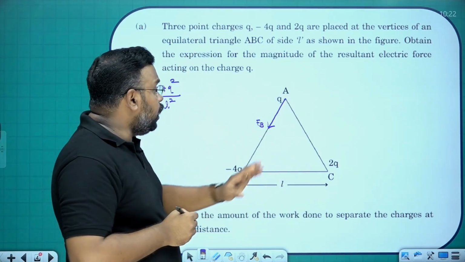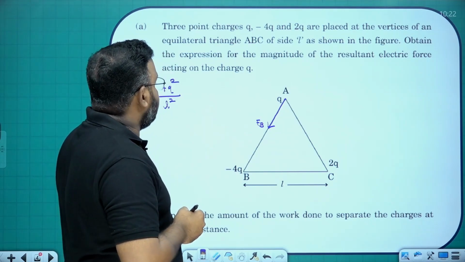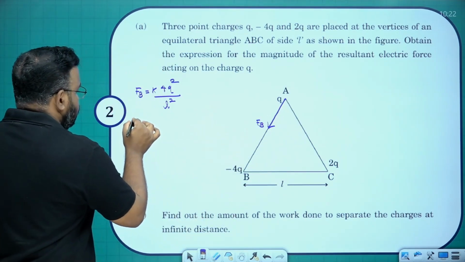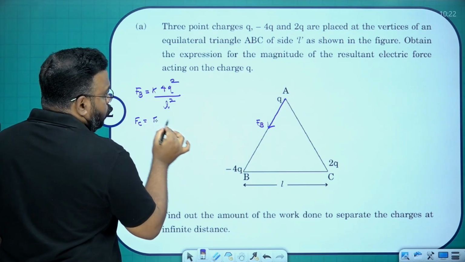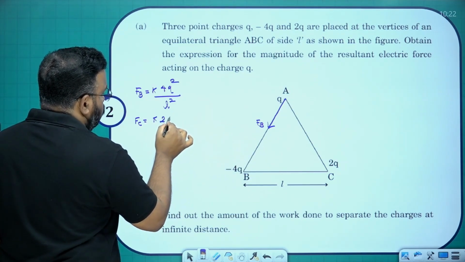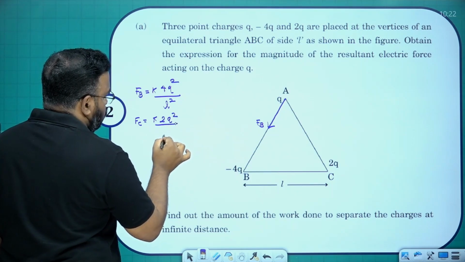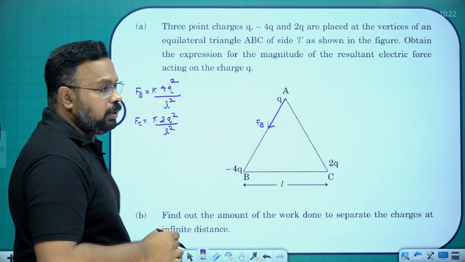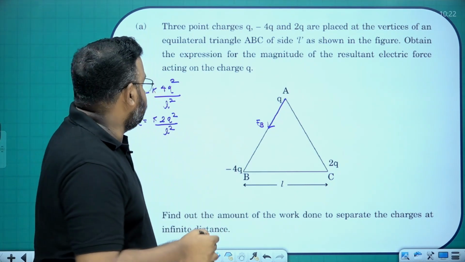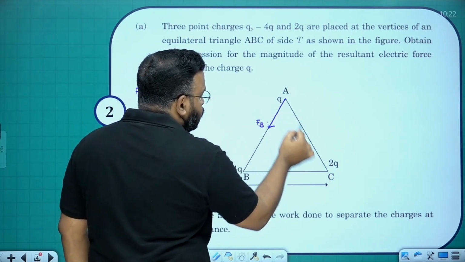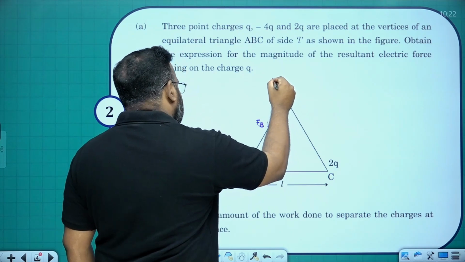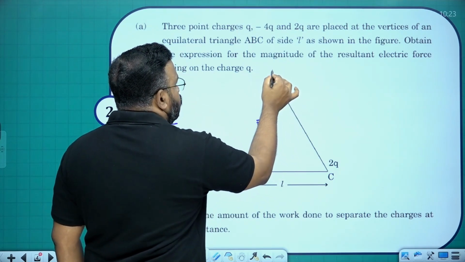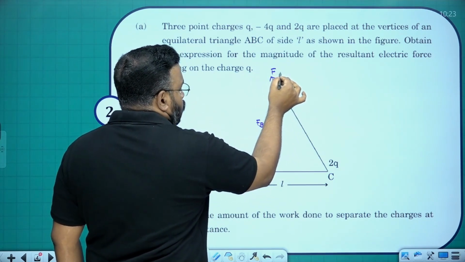Yes. Now, what about FC? FC value, we can find FC is equal to K into, what are the charges? 2q square by L square. This is FC. Okay, yes. Now, what will be the direction? This is positive, this is also positive, so it will be repulsive. So we get something like this. This is FC.